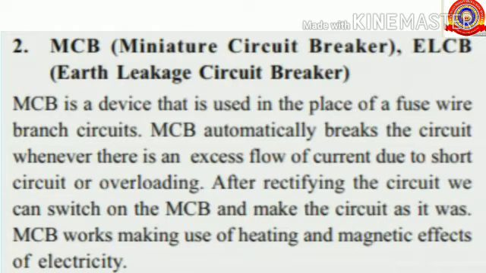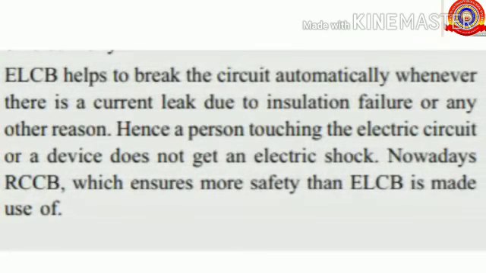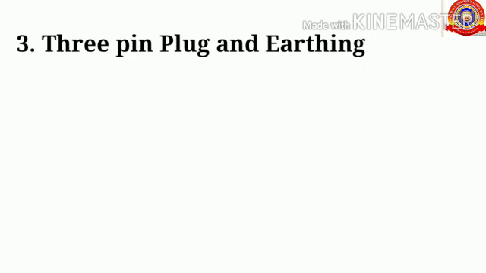And MCB works making use of heating and magnetic effects of electricity. Next one, ELCB, that is earth leakage circuit breaker. This helps to break the circuit automatically whenever there is a current leak due to insulation failure or any other reasons. Hence, a person touching the electric circuit or a device does not get an electric shock. Nowadays, RCCB, which ensures more safety than ELCB, is made use of. RCCB is residual current circuit breaker.